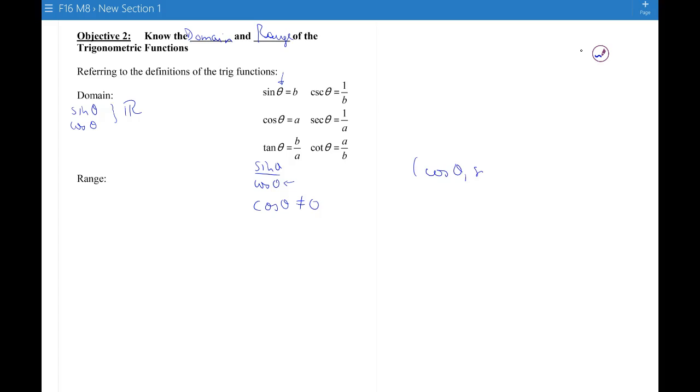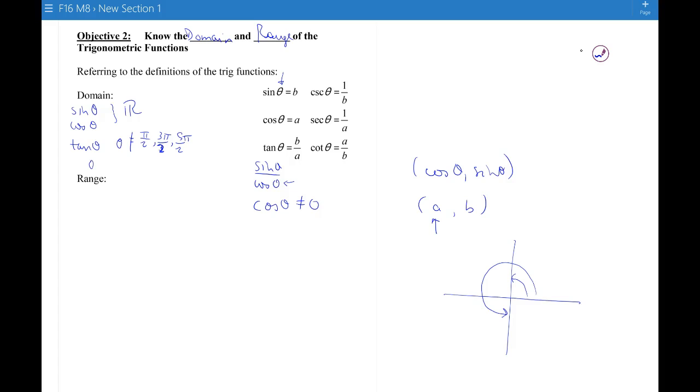So we have cosine theta, sine theta, A, B. So we need A not to be 0. So we need the x coordinate not to be 0. So we can't have this angle or this angle. So it looks like for tan theta, the domain, we have to exclude theta equals, let's make a little list here, pi over 2, 3 pi over 2, 5 pi over 2. Oh, this is looking like odd multiples of pi over 2.